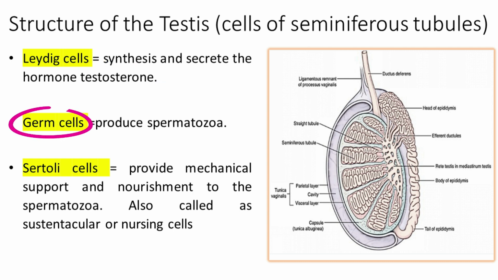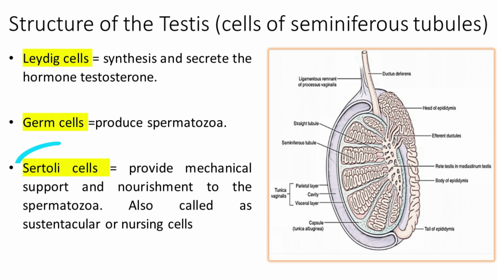The other two cells are germ cells and Sertoli cells. They are in the seminiferous tubule. Germ cells are also called spermatogenic cells. The germ cells produce spermatozoa by progressive differentiation. These cells, which are near the basement membrane of the seminiferous tubule, are called spermatogonia. These cells are at various levels of maturity.